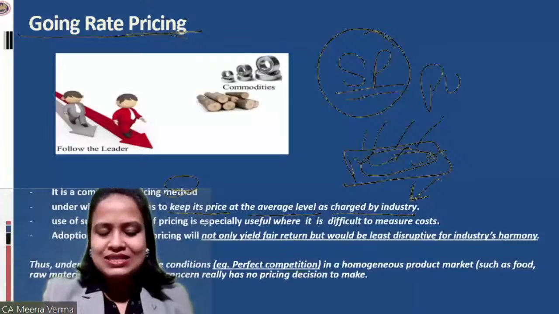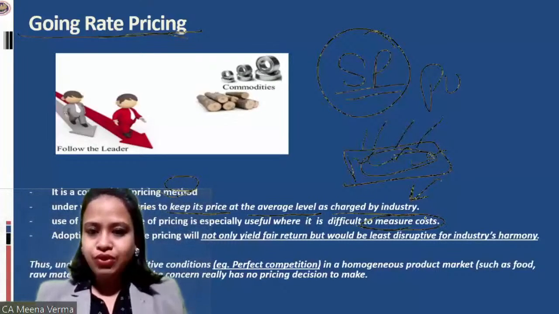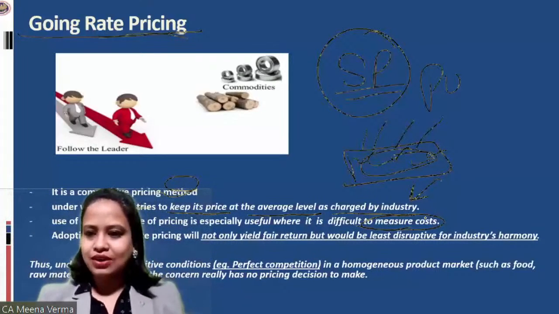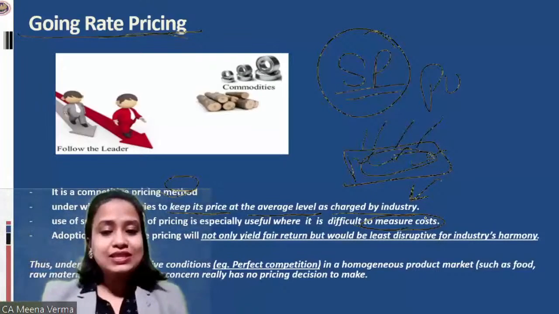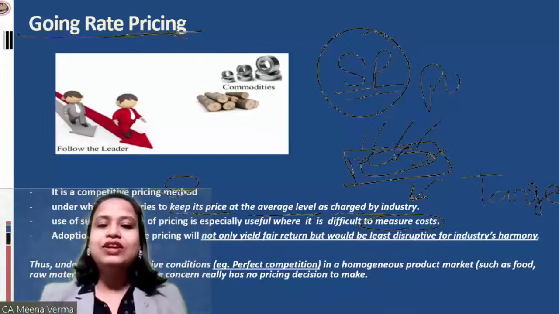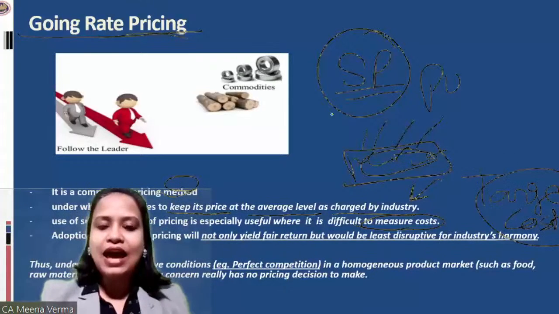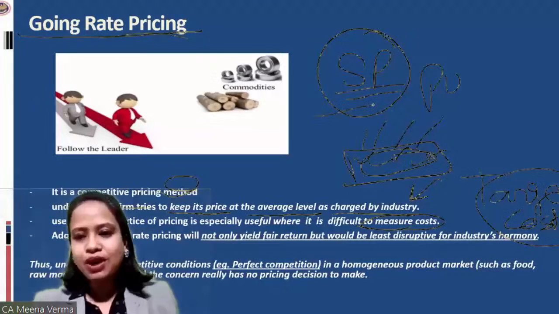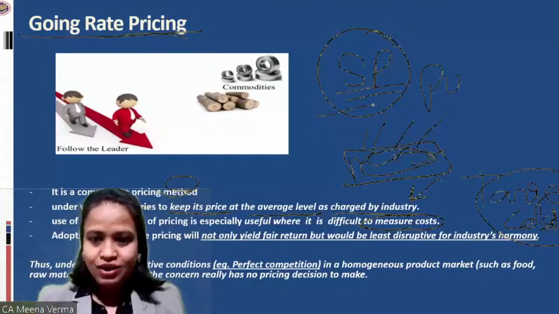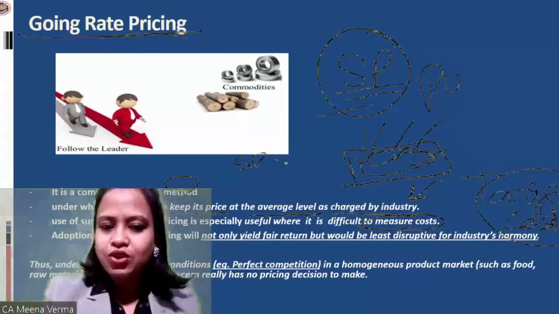Such a pricing method is especially useful where it is difficult to measure the cost, where it is not possible for you to measure the cost. Now here you can apply target costing. Why? You are considering the actual selling price prevailing in the market. You will consider the average of that, the average selling price per unit.